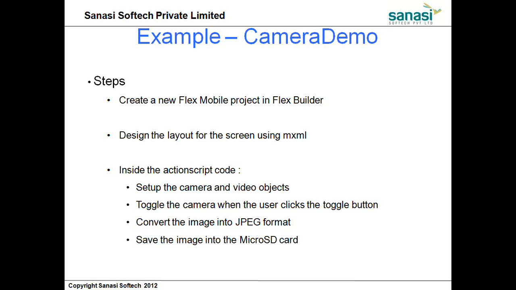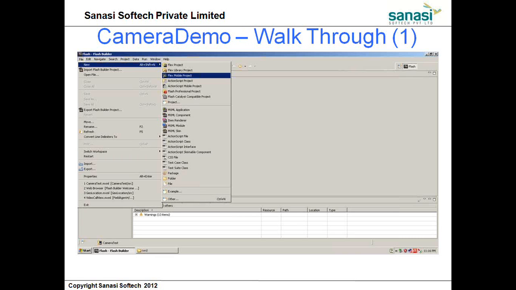And of course, once the user clicks on the button, we are going to convert this raw image into JPEG format, and finally we'll try to save it into the micro SD card. Okay, so this is the set of steps that we are going to follow for this particular project.